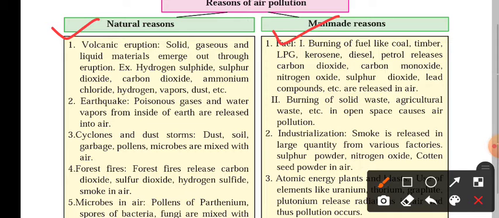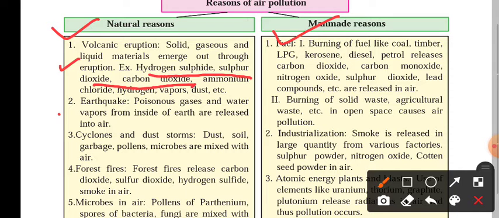the natural reasons and the man-made reasons. In the natural reasons, when we talk about it, there are volcanic eruptions. Solid, gaseous, and liquid materials emerge out through the eruptions that we know very well from the volcano. When a volcano erupts, harmful gases and liquids come out. Examples they have given are hydrogen sulfide, sulfur dioxide, carbon monoxide, ammonium chloride, hydrogen, vapors, dust; everything comes out from the volcanic eruptions.